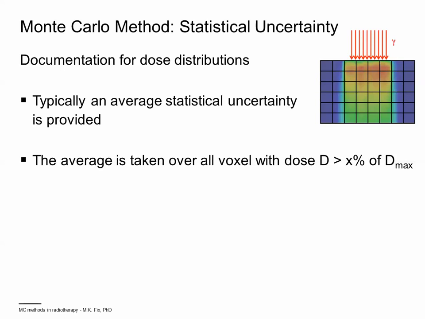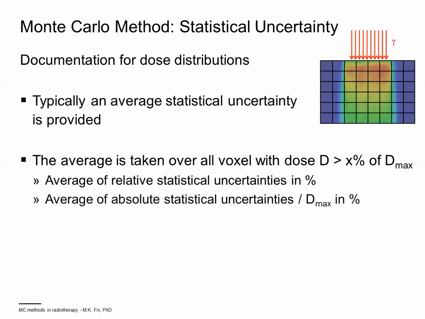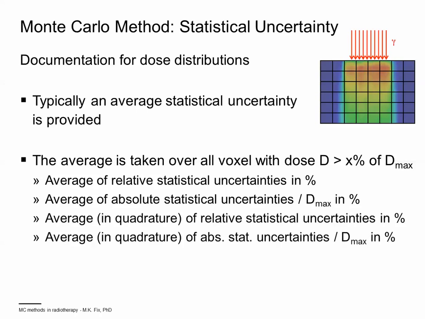Now, several different approaches are possible and in use. One can take the average of relative statistical uncertainties in percent. We can use the average of absolute statistical uncertainties and express this relative to the Dmax in percent. Or we can do both of these methods, but taking the average in quadrature.